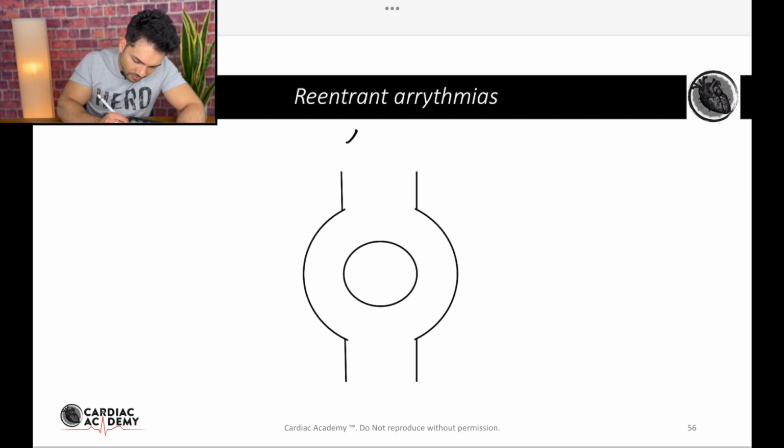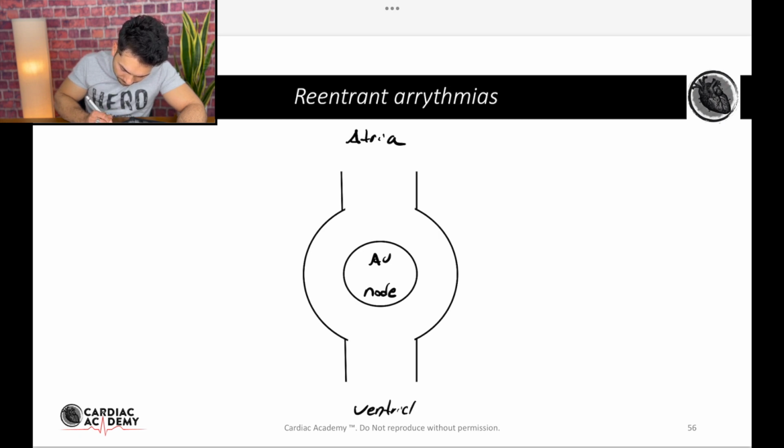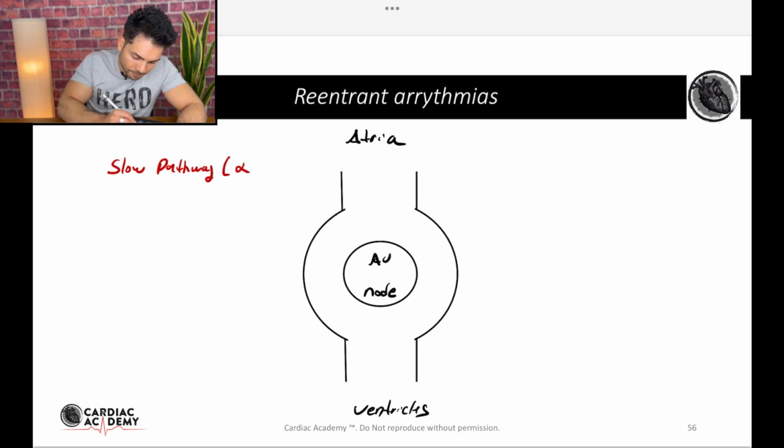So here, we have the atria. Here, we have the AV node. And down here, we have the ventricles. And at the level of the AV node, we have a slow pathway, also known as the alpha pathway, and we have a fast pathway, also known as the beta pathway.